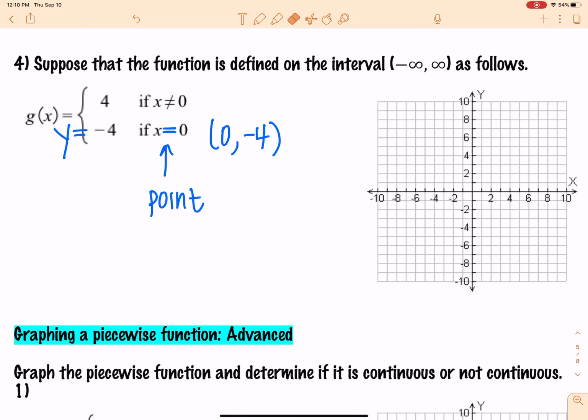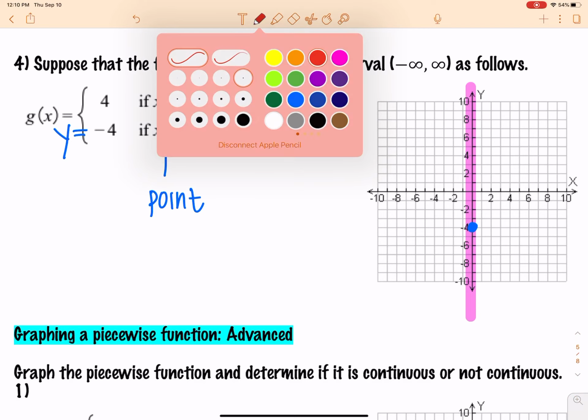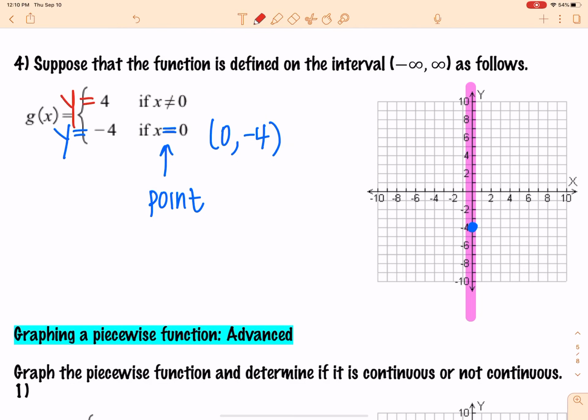Okay. So again, we like to start these by making your boundary line. Our boundary line is 0, so you make a vertical line at 0. We're going to actually draw the second one first because I think it's a little bit easier to see. So again, we're going to plot our point 0, -4. And a point is a solid circle because it's defined there. It equals that. And then the first equation was y equals 4. So again, a horizontal line at 4.